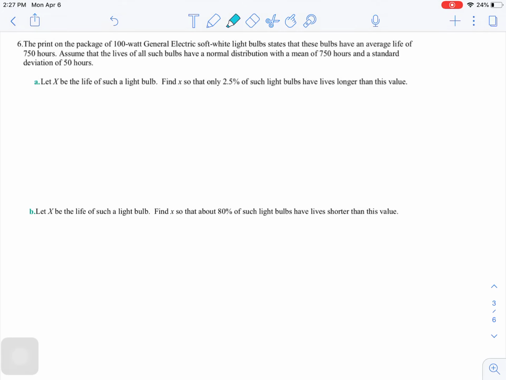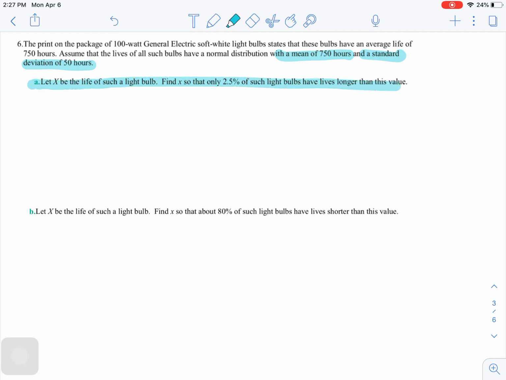Question 6, we have light bulbs and their lives, so how long the light bulbs last. That's our random variable. That's normally distributed with a mean of 750 hours and a standard deviation of 50 hours. So on average, these light bulbs last 750 hours. Standard deviation is 50. Okay.